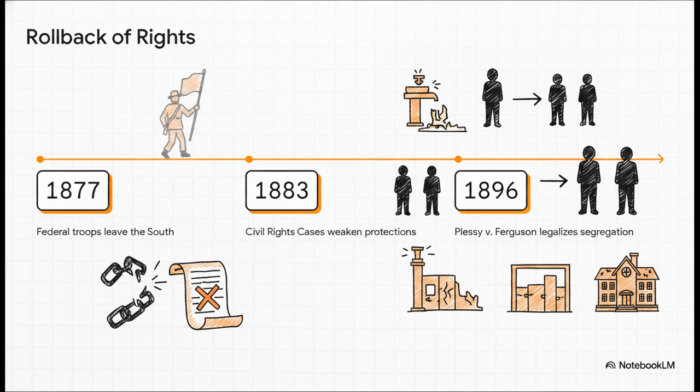In 1883, the Supreme Court's civil rights cases made it vastly easier for private businesses to legally discriminate. And this whole rollback climaxed in 1896 with the infamous Plessy v. Ferguson decision. The Supreme Court officially legalized racial segregation under the doctrine of separate but equal. Of course, in reality, facilities were never equal. This decision legally rubber-stamped decades of widespread discrimination in schools, transportation, and public spaces all across the country.